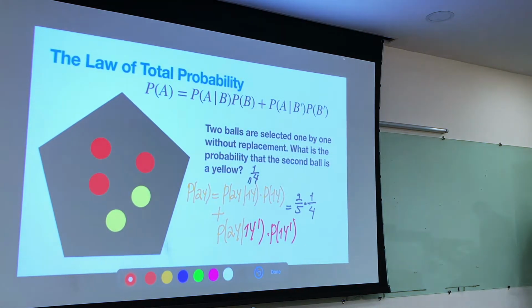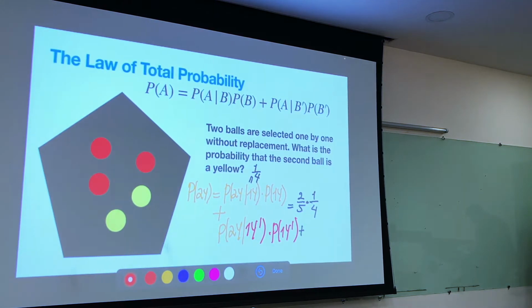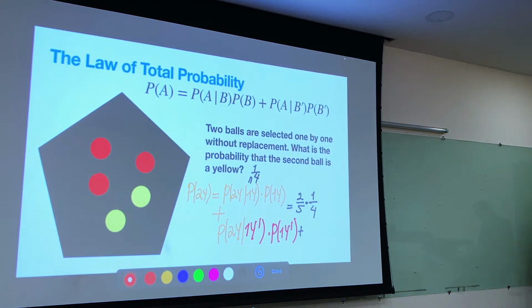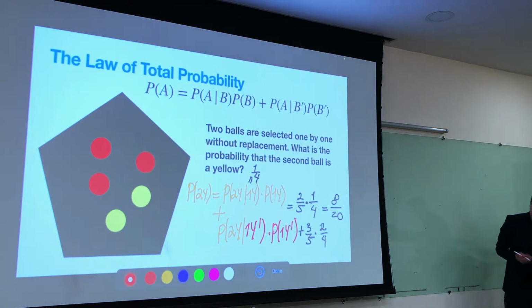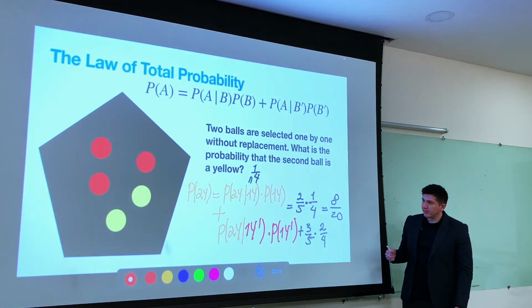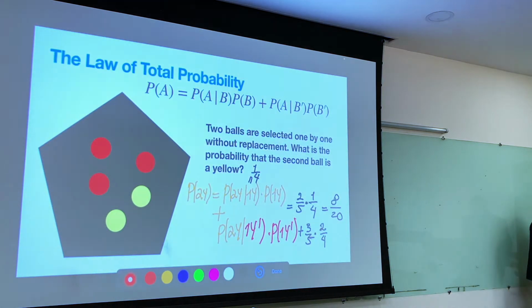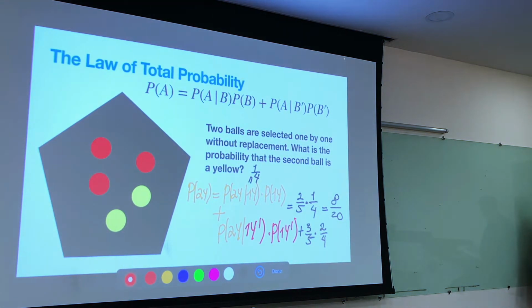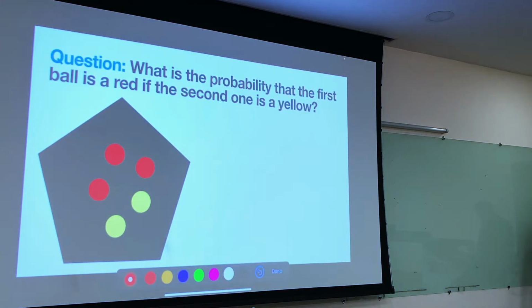Plus, we need to evaluate the second probability. So here plus, what is the probability of choosing a not yellow ball? It is 3/5, times the probability of choosing a yellow in the second trial, which is 2/4, right? So this is going to be equal to 8/20 or something like this, if you sum. Did you get 8/20? Okay, so please memorize this. I think it's going to be 2/5.